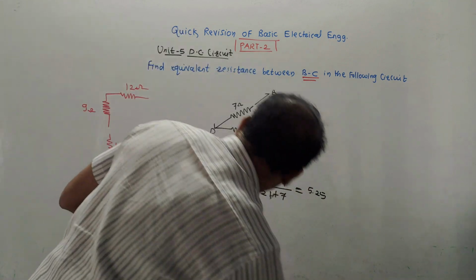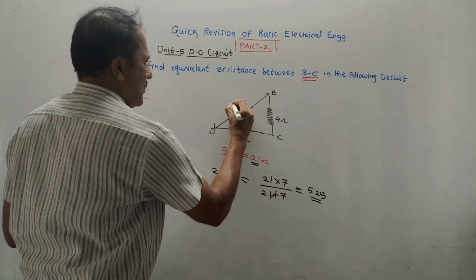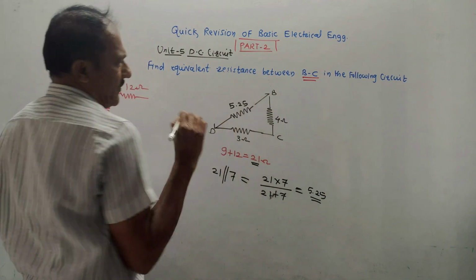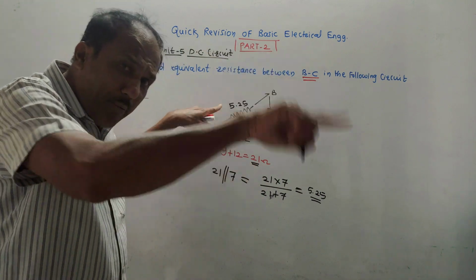Remaining is 7 ohm. For the remaining, write down the resultant value, that is 5.25. So I will write it here, 5.25. Now to get this value 5.25, I took parallel combination.